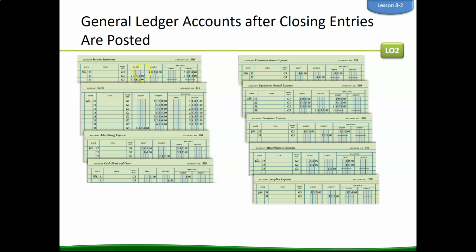Moving on, income summary. We used that to transfer money back and forth from sales and all the expenses, and then finally moved it into capital. It has the double lines, and then all of your sales. These are temporary accounts as well. Then if you go down the line, you've got your expenses and cash short and over. If you remember, that is considered an expense. So these all are expenses, and you'll notice they all have a zero balance because they are temporary accounts.